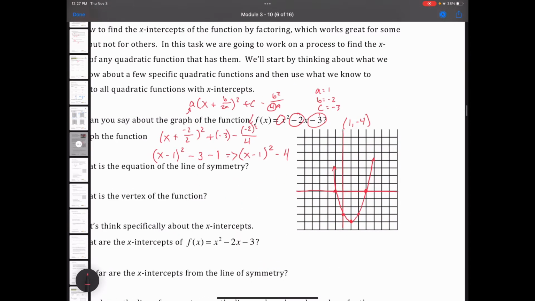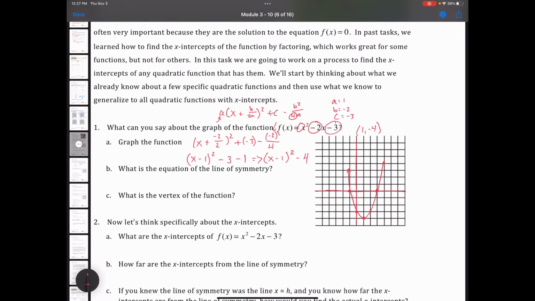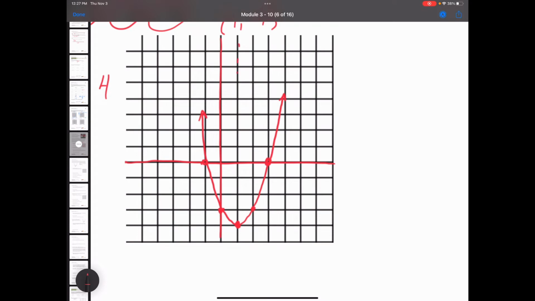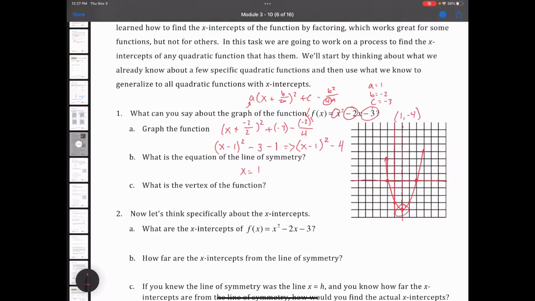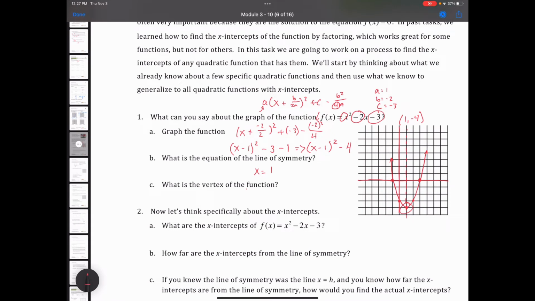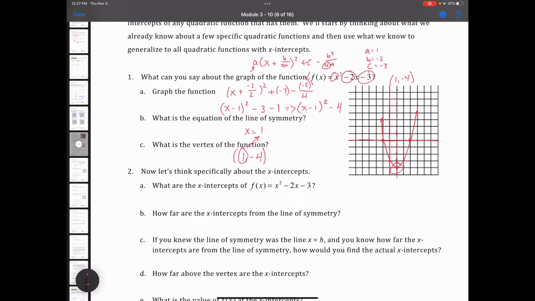All right. So the equation now of the line of symmetry, remember the line of symmetry is the line across which this thing would mirror itself. So that's going to be right there. I also know this to be the x value of my vertex. So the equation of the line of symmetry is a vertical line at x equals positive 1. Okay, and the vertex of the function finally is 1 comma negative 4. So I can see this correlation right there. So let's think specifically about the x-intercept of f of x equals x squared minus 2x minus 3. I'm also just realizing we could have factored that pretty easily.